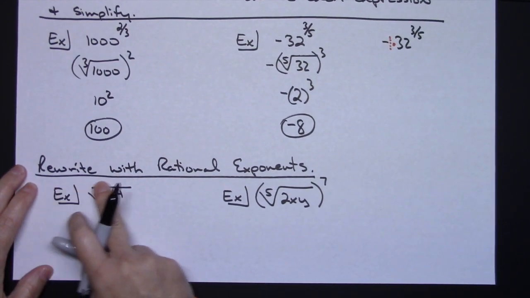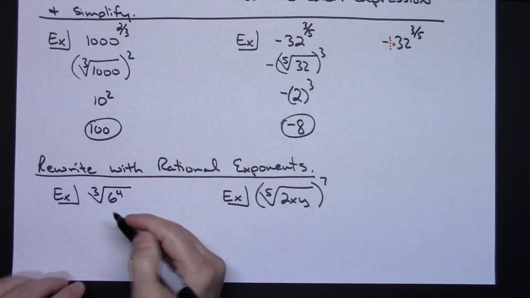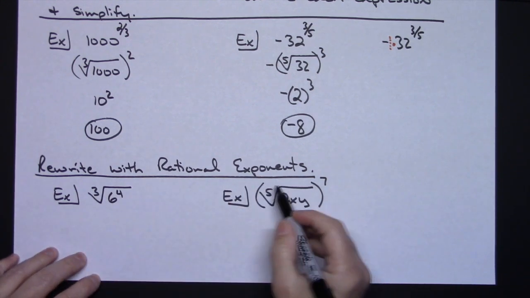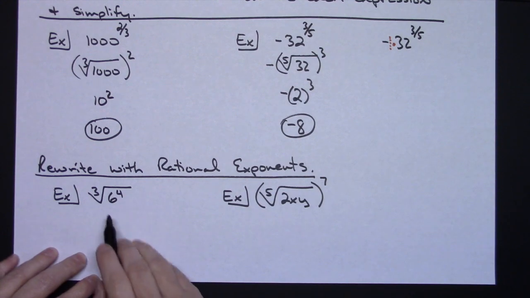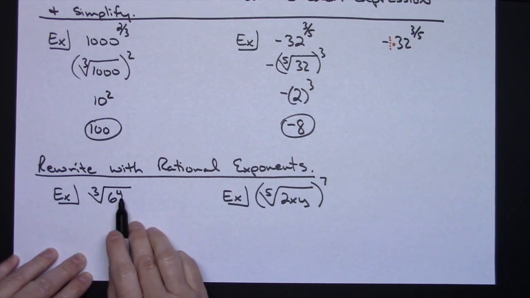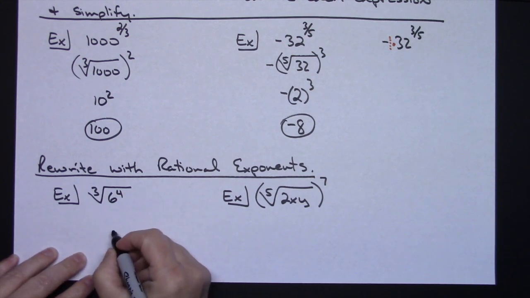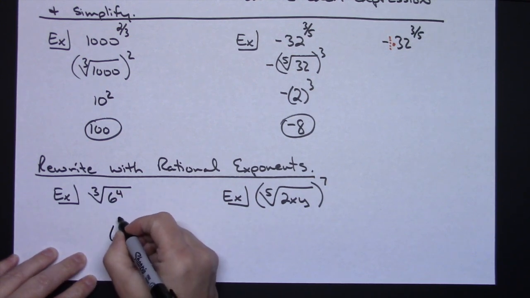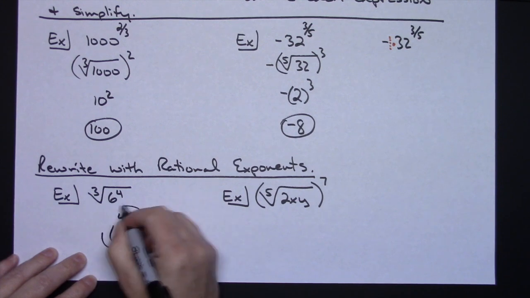Okay, what if it tells you to rewrite with rational exponents, and this time they're giving you a cube root or fifth root with a power involved there. Now this root is always the denominator, and that's the numerator, so rewriting this with a rational exponent would be 6 raised to the 4/3.